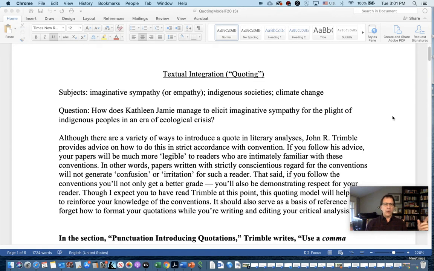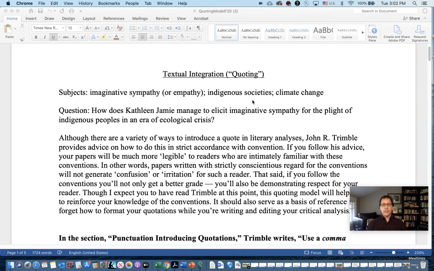So when I looked back over Kathleen Jamie's Aurora, I looked at what I had highlighted, what I had underlined, what I had written in the margins, and I did see several patterns. And I eventually, after much time, care, and deliberation, narrowed my subjects to, as you can see here on the screen, imaginative sympathy or empathy, this capacity that we have as human beings to be able to imagine what it's like to be another person or another being.